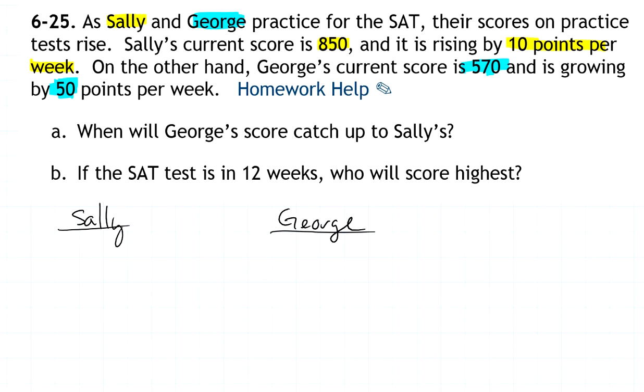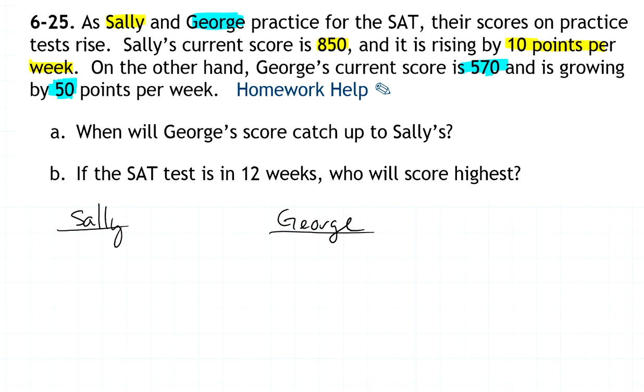So if I think about it, Sally's score is 850 and it's growing by 10 points per week. So basically, my rate of growth is 10 for every week, and our y-intercept, we're starting at 850. So this is an equation that we could use to model Sally's growth. George, on the other hand, his score at any time in the future would be, let's see, he's growing by 50 points per week, and he has a starting score of 570.